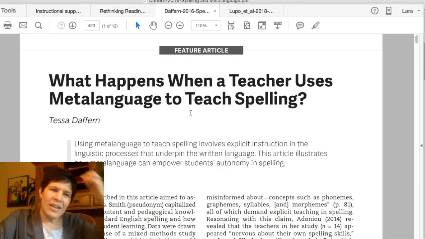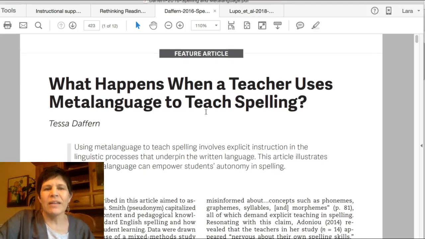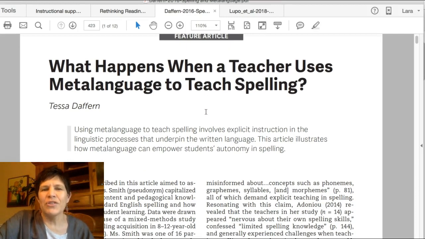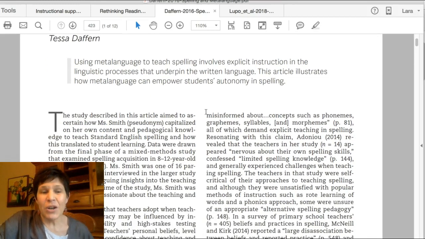The first one is by Tessa Daffern, and this is from the Reading Teacher, and it's called What Happens When a Teacher Uses Meta Language to Teach Spelling. So we've clearly got a focus here on cracking the code when we're thinking about spelling instruction. Full disclosure, I have not read this one yet, so I'm reading it along with you all. But I chose it because I was very interested in meta language. I've always been a language geek, and I'm curious how this author is thinking about spelling instruction from a meta-linguistic perspective.